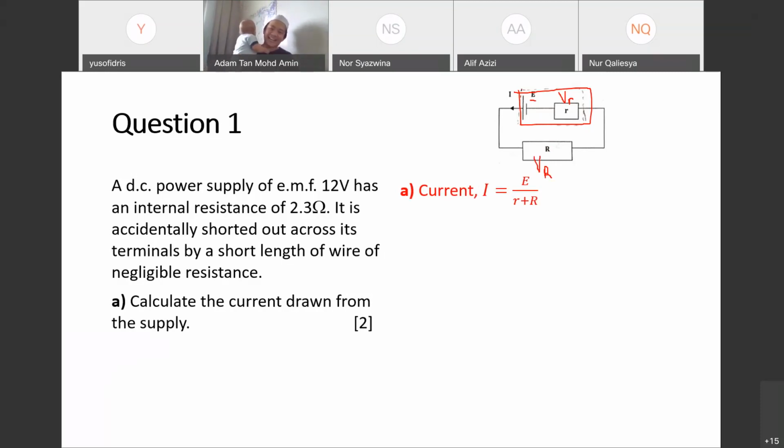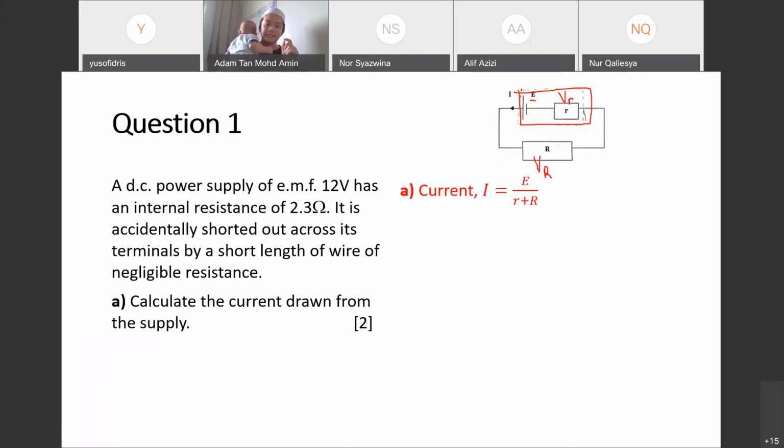Okay, so the current I equals to E over R plus R. Why R plus R? Because the resistors are connected in series. Cumanya, this current, this circuit, in this question, dia short circuit. So can anyone draw me where is the short circuit happening? Kat mana dia short circuit?